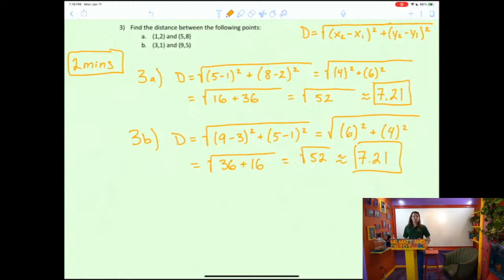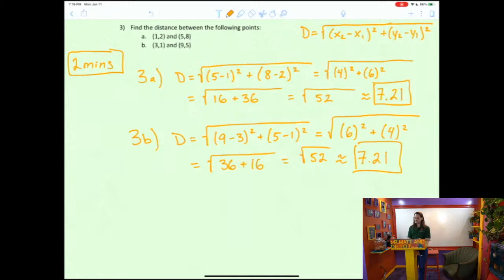So these two pairs were a little tricky because it seemed counterintuitive for them to be the same answer, but actually it is. For number 3a, we can insert x2 of 5 minus x1 of 1. So 5 minus 1 is 4. 4 squared is 16. And then for y2, 8 minus y1, 8 minus 2 is 6. 6 squared is 36. 16 plus 36 is 52. So we have a distance of the square root of 52, which is about 7.21.